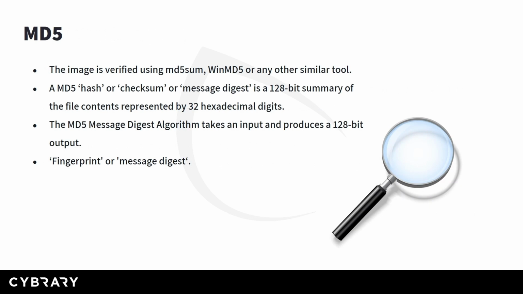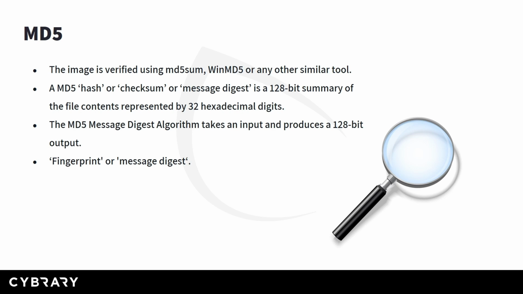The image is verified using MD5, WinMD5, or any other similar tool. An MD5 hash, or checksum, or message digest, is a 128-bit summary of the file contents represented by 32 hexadecimal digits. Files with different MD5 sums are different. Only very exceptionally, and usually with the intent to deceive, are those with the same sums different. On Windows, all files are read in binary mode, as the MD5 sum utilities there do.